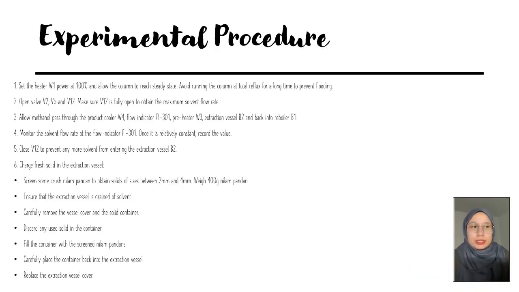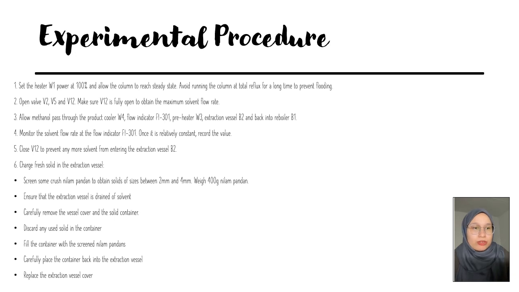For the experimental procedure, set the heater power at 100% and allow the column to reach steady state, and avoid running the column at total reflux for a long time to prevent flooding. Open valve V2, V5 and V12. Make sure V12 is fully open to obtain the maximum solvent flow rate. Allow methanol to pass through the product cooler, flow indicator, preheater, extraction vessel and back into the reboiler. Monitor the solvent flow rate at the flow indicator. Once it is relatively constant, record the value.